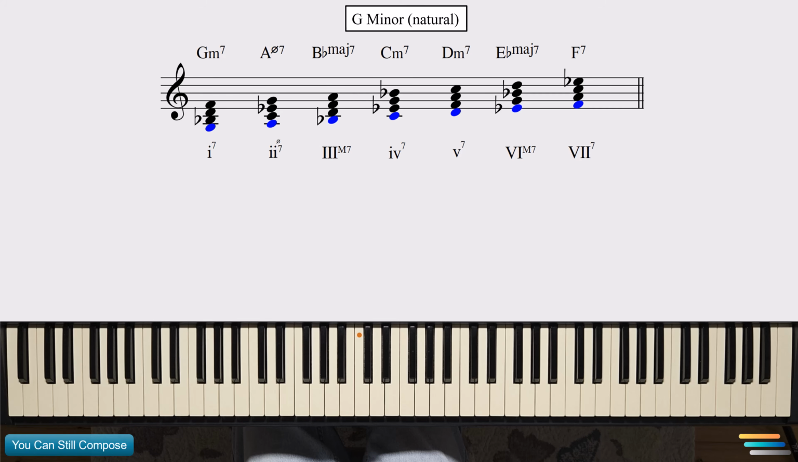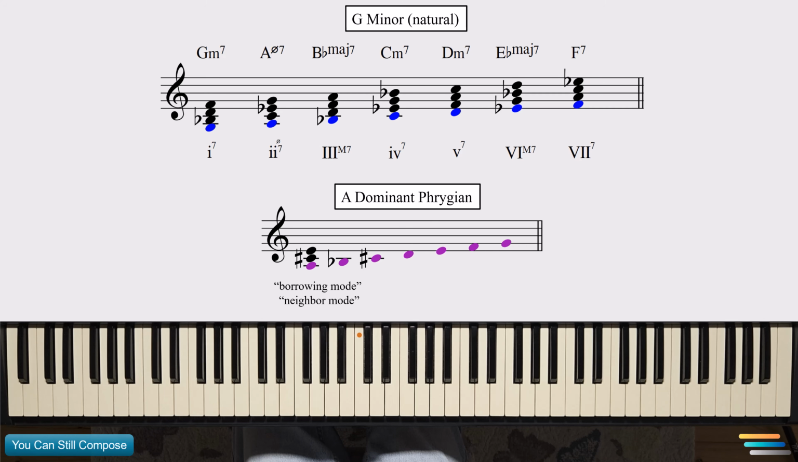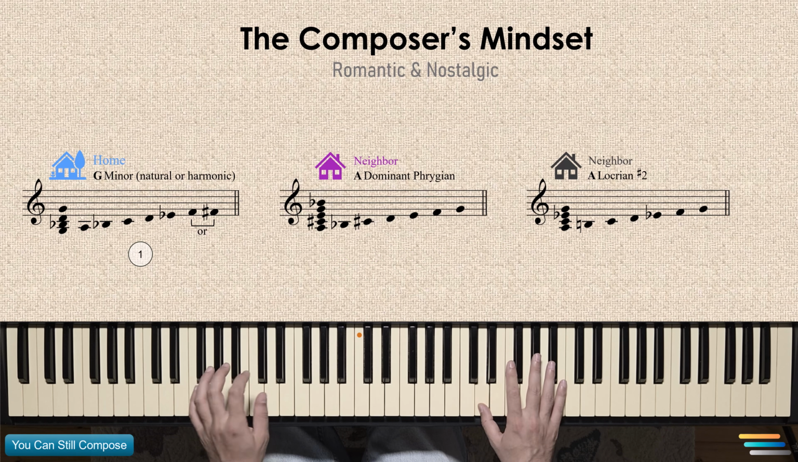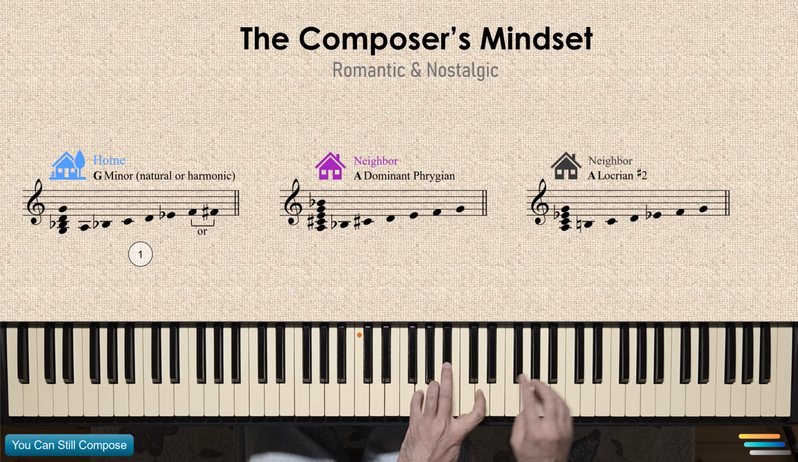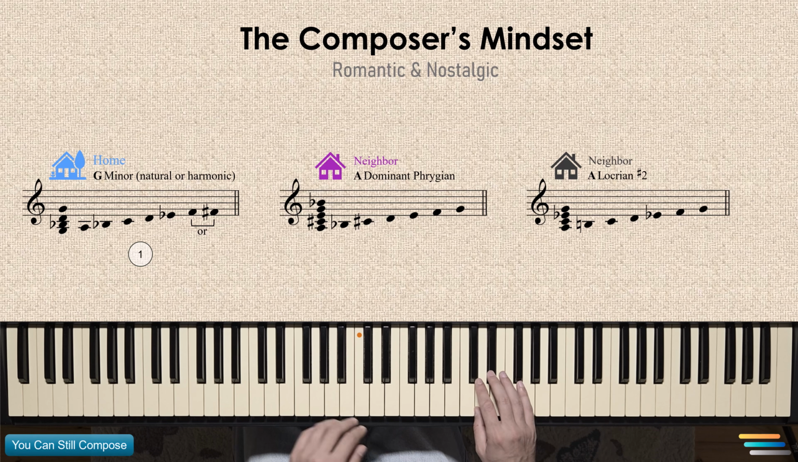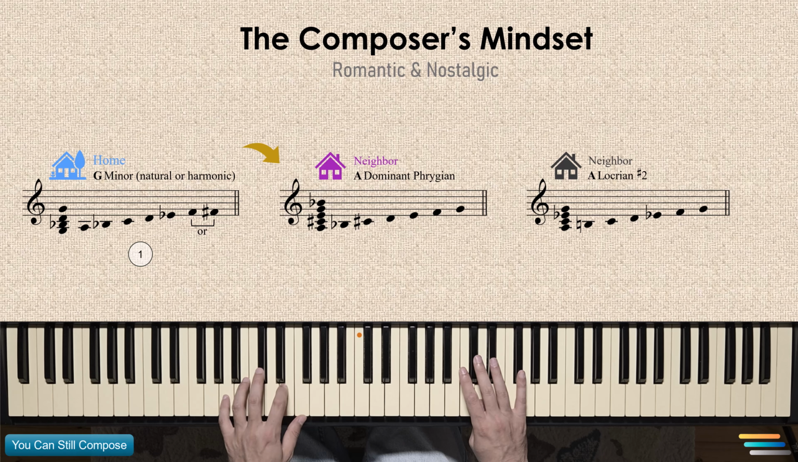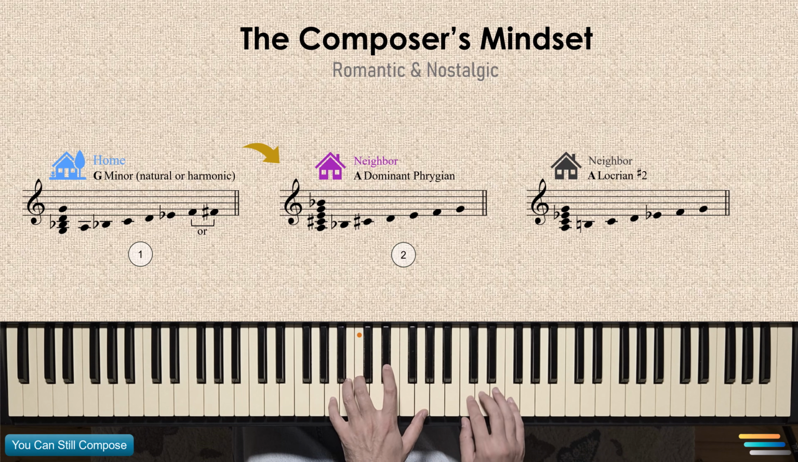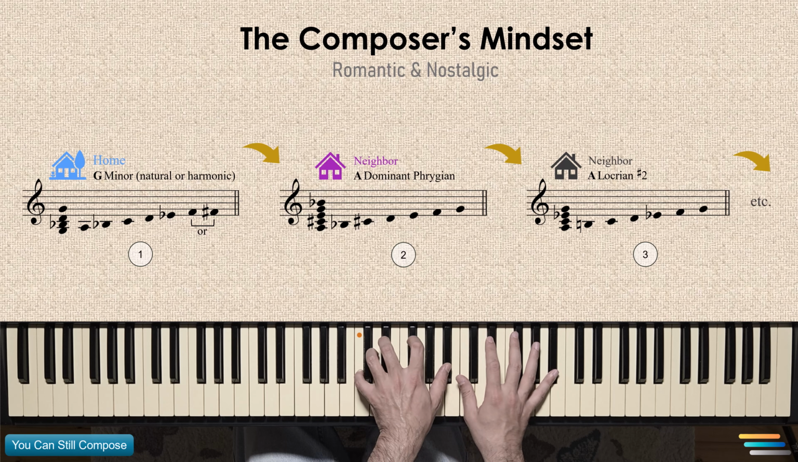So, ultimately, we can conclude that outside chords and modal colors play an essential role in the creation of music. This idea is the foundation of the composer's mindset course. Our goal is simple: to teach composition in a practical, creative, and intuitive way.